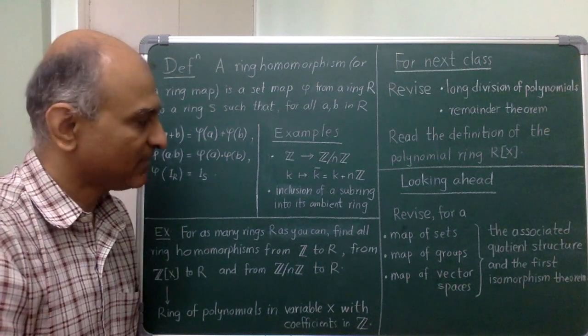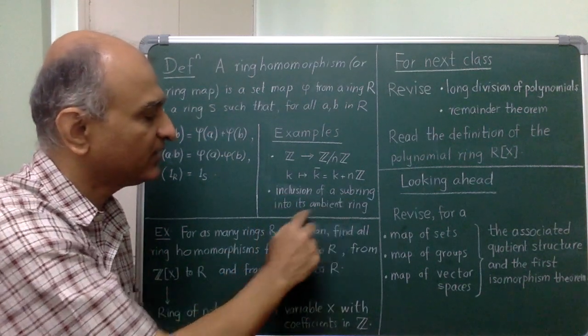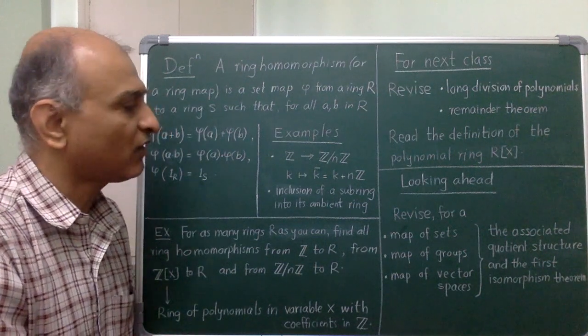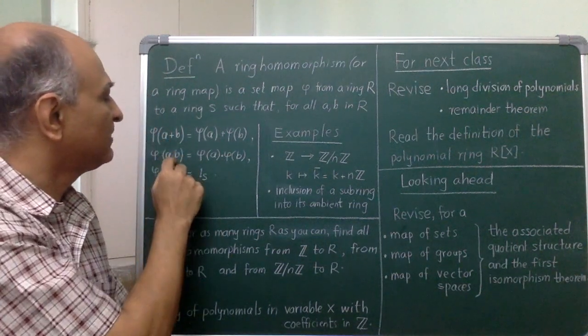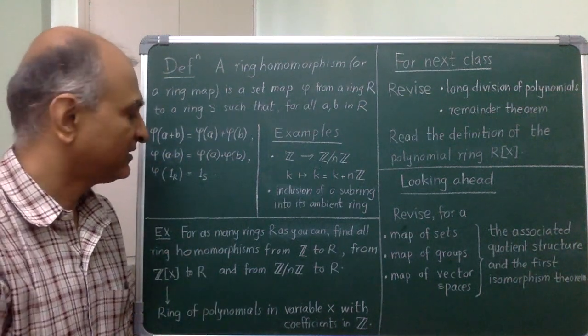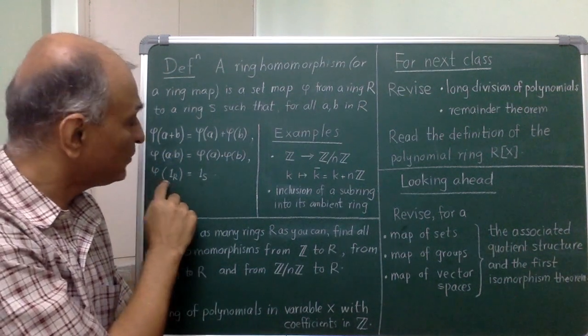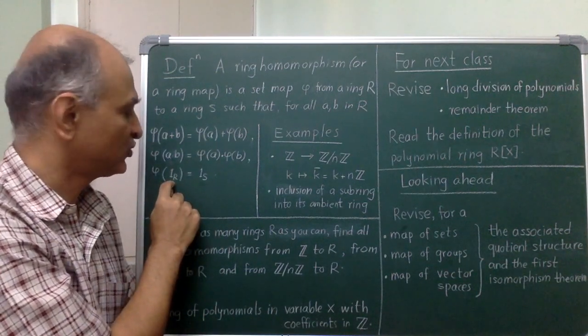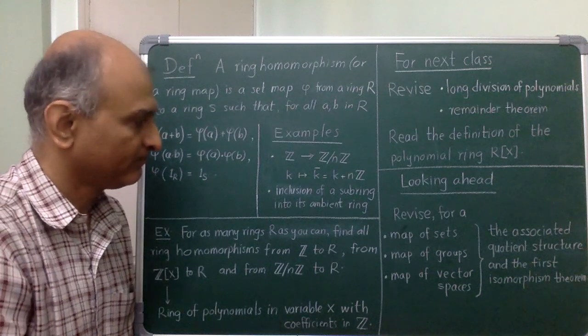A second easy example is the inclusion of a subring into its ambient ring. Here again, just by definition of a subring, addition and multiplication are preserved because they are the same as in the ambient ring, and we impose the condition on a subring that it must contain the one in the ambient ring. So the third condition is also met.